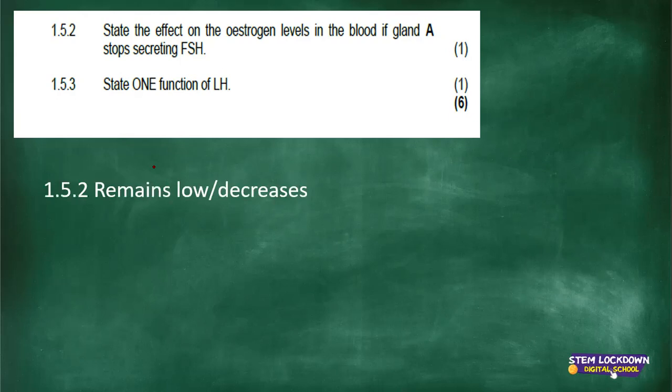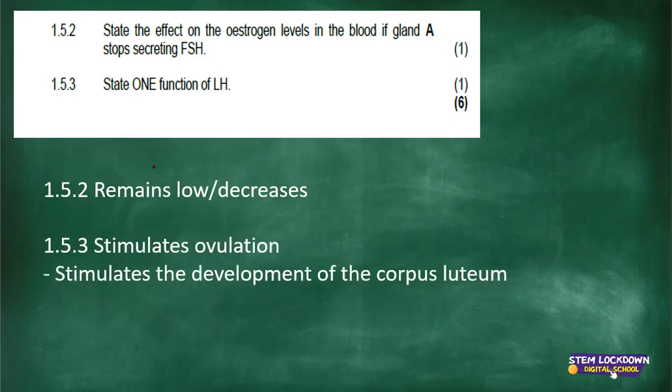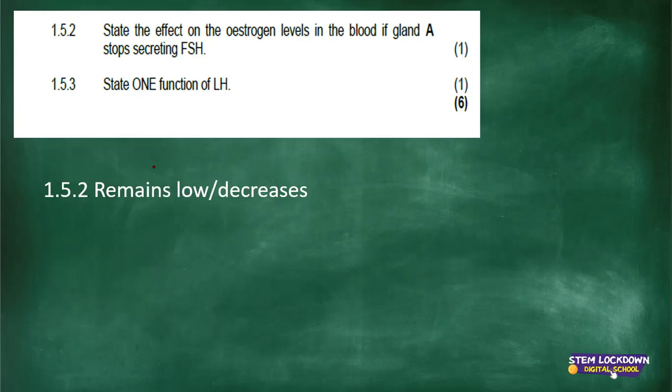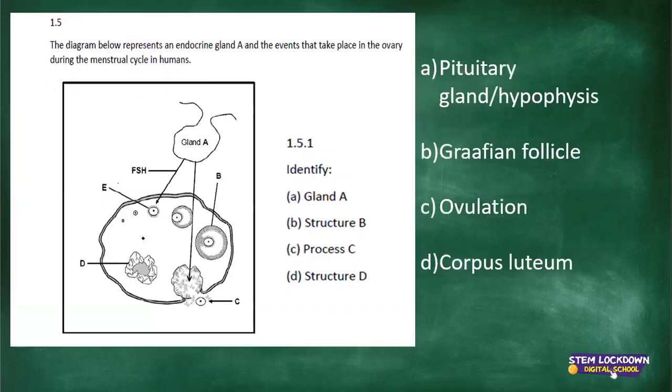And then 1.5.3, state one function of LH. What is LH? It's the luteinizing hormone. This one, luteinizing hormone, stimulates ovulation. It also stimulates the development of the corpus luteum. So it stimulates this process of ovulation, thereby stimulating the formation of the corpus luteum.